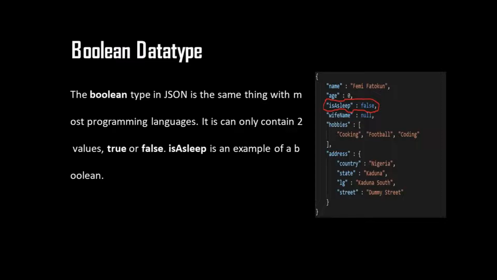The is asleep field in our JSON, as you are seeing on the right, is an example of a Boolean because it has the value of false. So that's it for the Boolean data type. Let us continue.